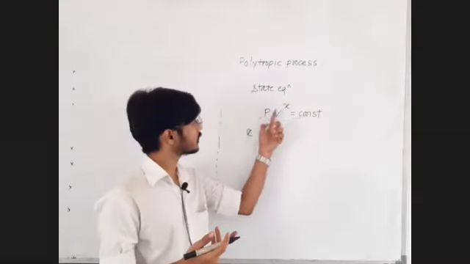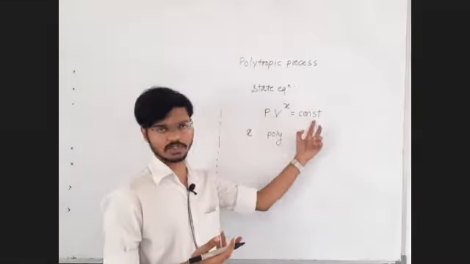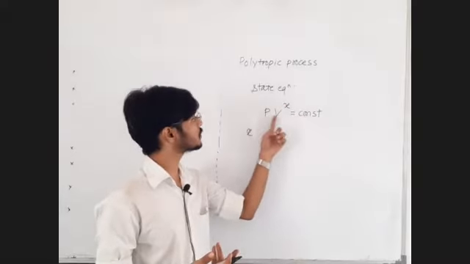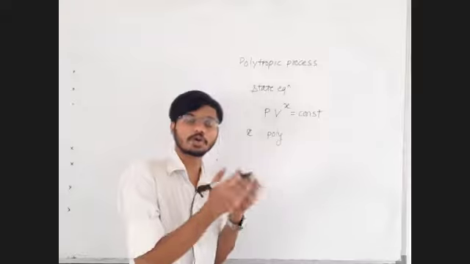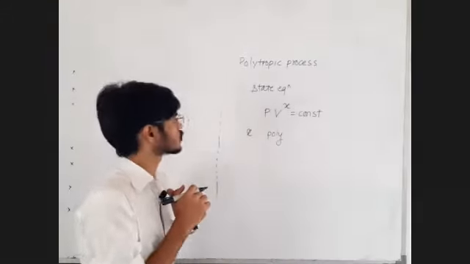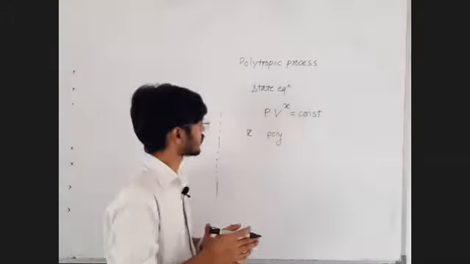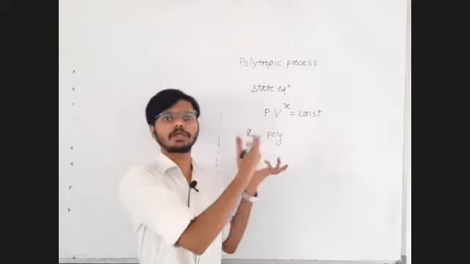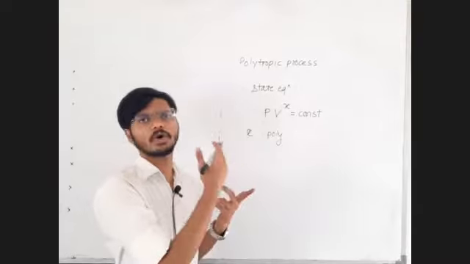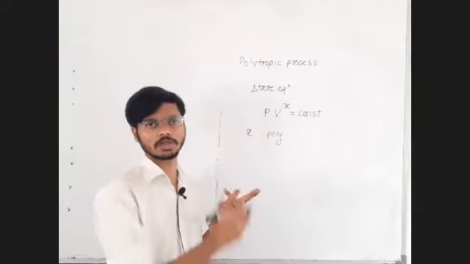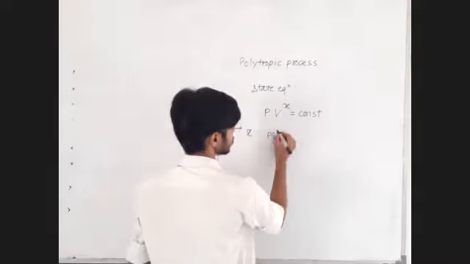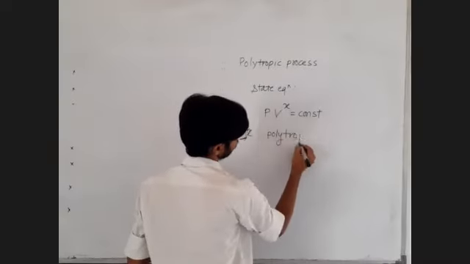If this is 1, then P into V is equal to constant. If x is equal to 1, then PV raised to 1 equal to constant means PV equal to constant. It can be thought of as an isothermal process also if this x is equal to 1. And if any of the conditions are not satisfied, then this is a new type of process other than isobaric, other than isothermal, other than isochoric, other than adiabatic. It will be a new type. So it is polytropic process.